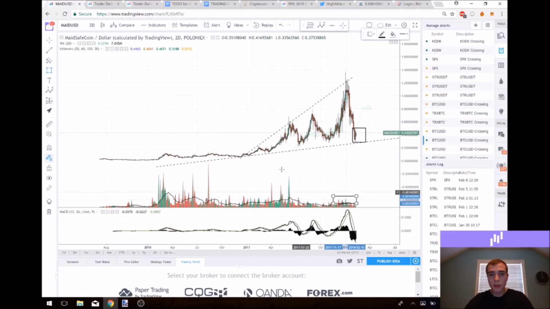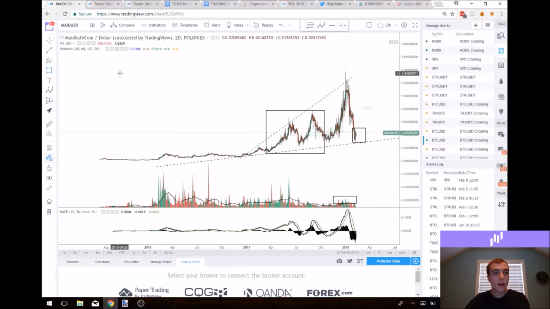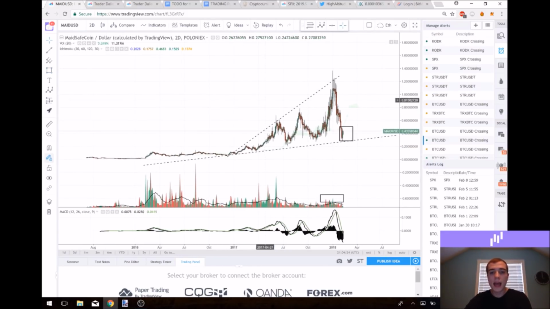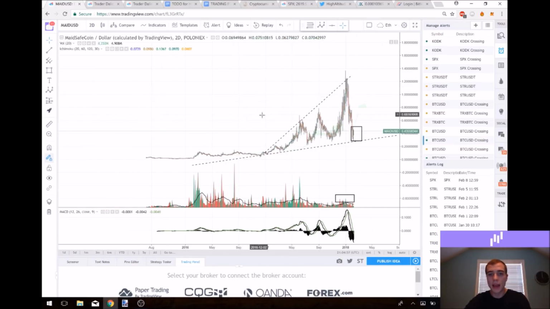More so than what we were experiencing during this pump zone right here. We had very little volume right here. So we're starting to pick up in volume. We've landed very nicely back onto a trend line, and that is a great opportunity for an entry.